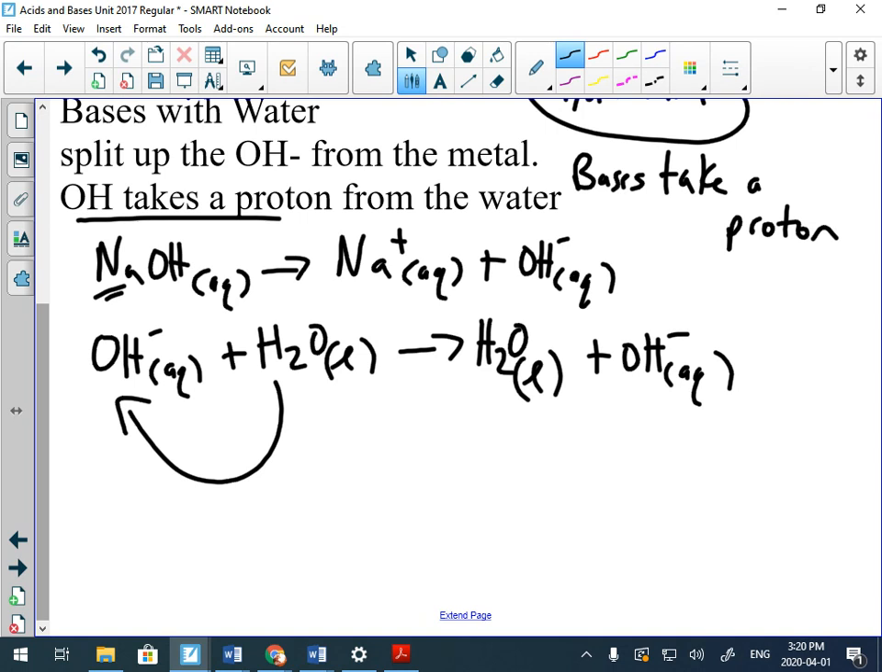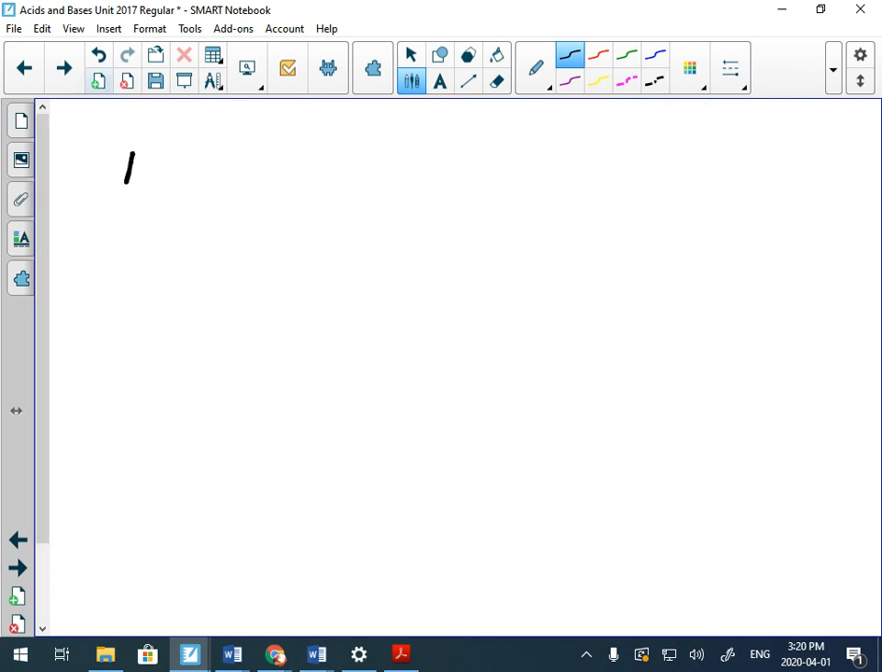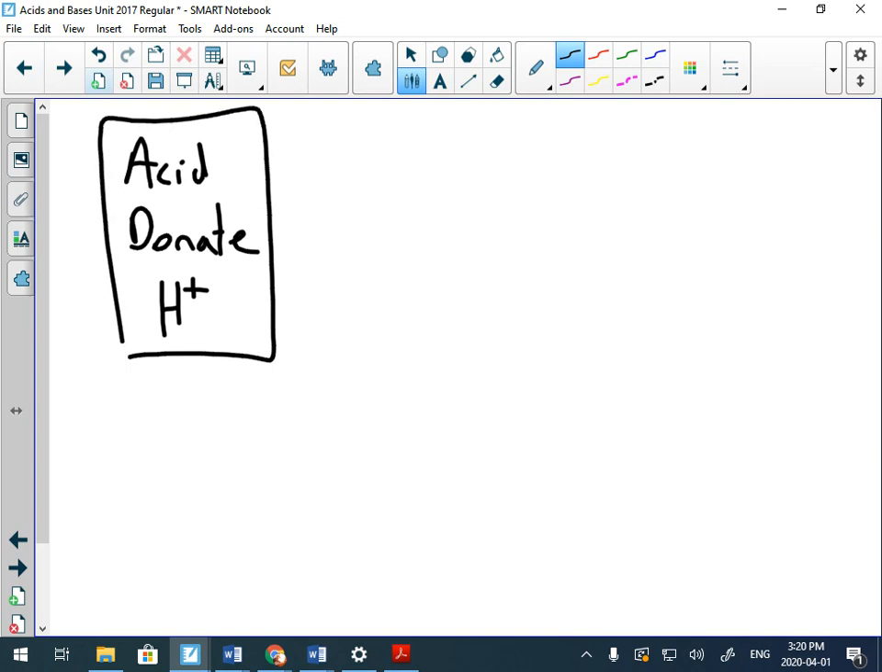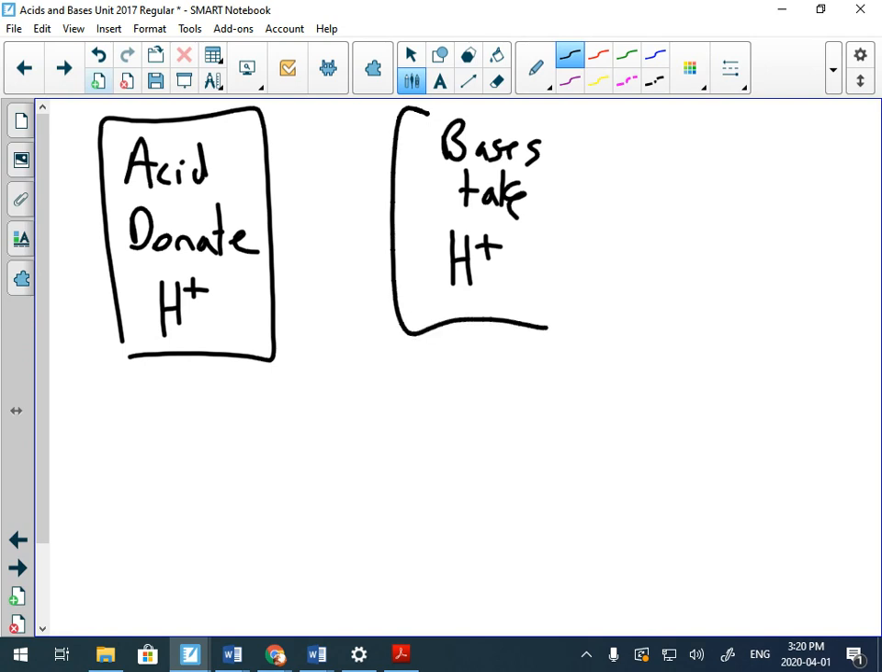So the moral of the story is that acids donate hydrogens. Okay? They're proton donors. Bases take hydrogen. And where do they take hydrogens from? Or where do they give hydrogens to? Water. Acids give, bases take.